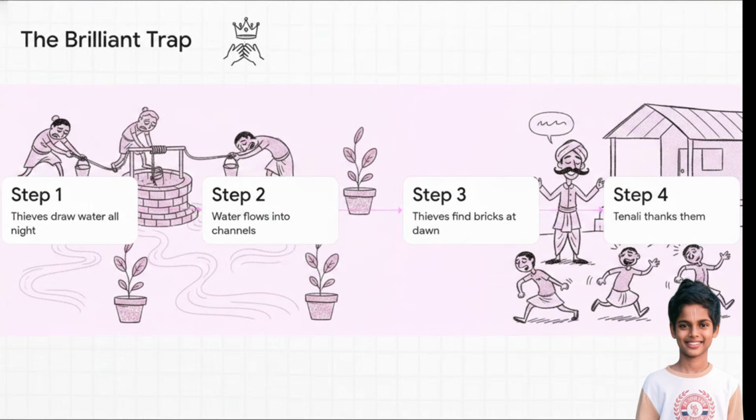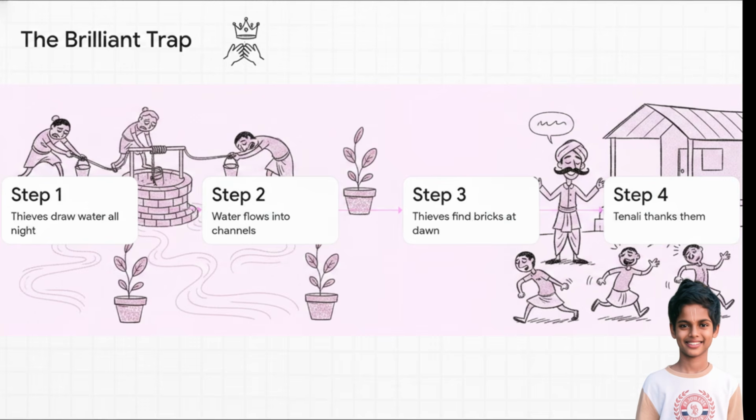The trap is set. The thieves wait for him to go to sleep, and one climbs down into the well. But he's feeling around in the dark and can't find the bundle. So the two of them decide they just have to empty the entire well. What they didn't know was that Tenali had secretly dug little channels leading from the well directly to his thirsty garden plants. So these thieves spend the entire night absolutely exhausting themselves, hauling up bucket after bucket of water. Finally, as the sun comes up, they reach the bottom, grab the heavy bundle, tear it open, and find bricks.